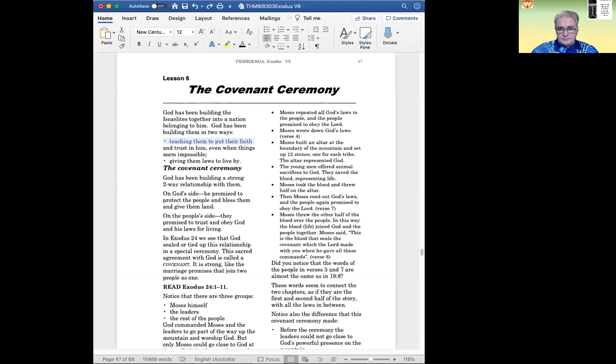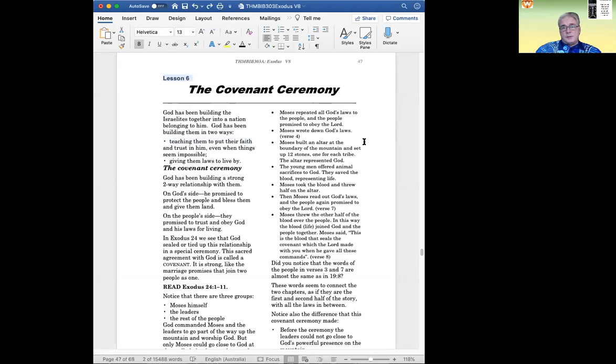We should be at this particular page here. So it's page 47, the covenant ceremony. Now this particular lesson will cover a few things. There's two parts to the lesson. They're both fairly short, but they're actually quite different, so we're going to treat them differently. And there'll be a reading and writing task after each of the sections.